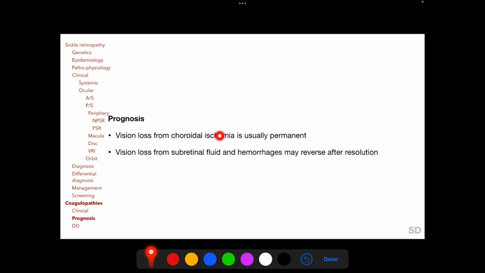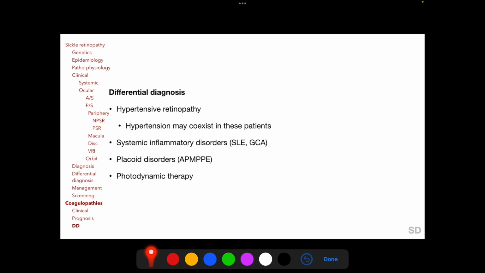Vision loss from choroidal ischemia is usually permanent, but vision loss from subretinal fluid and hemorrhages may reverse at least partially following resolution of the systemic coagulopathy. Differential diagnosis includes hypertensive retinopathy, but hypertension may coexist in patients with systemic coagulopathies because of renal involvement. Systemic inflammatory disorders such as systemic lupus erythematosus and giant cell arteritis may also present with choroidal ischemia, and placoid disorders such as APMPPE and choroidal ischemia following photodynamic therapy may resemble choroidal ischemia in systemic coagulopathies.